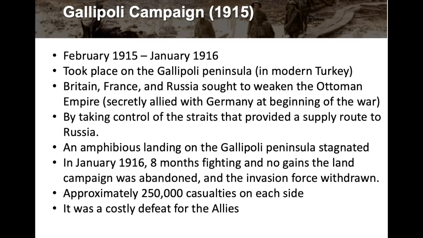Britain, France, and Russia decided we are going to weaken the Ottoman Empire. And you may ask, well, how did they pop in here, the Ottoman Empire? What happened was they secretly allied themselves with Germany at the beginning of the war. It was a secret alliance. And the Ottoman Empire, which is fairly large, is now part of the Central Powers. And they are south of Russia.